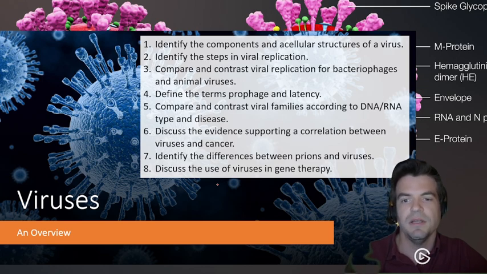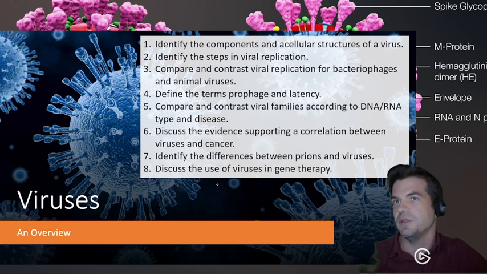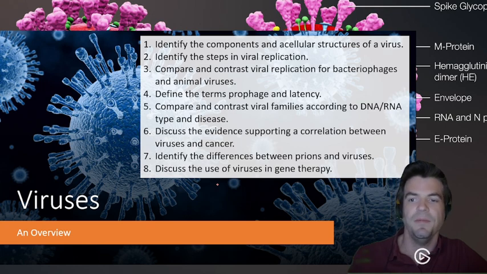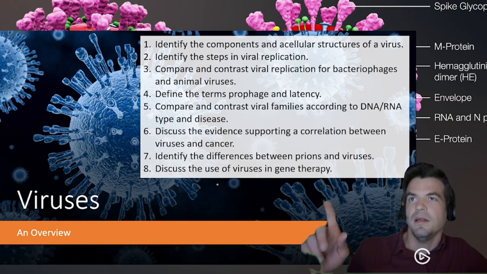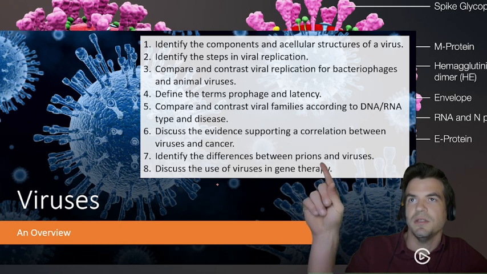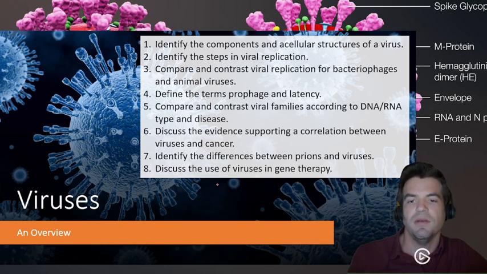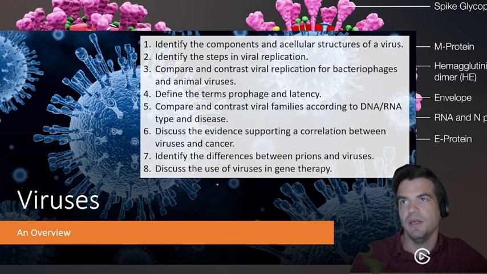Then we can discuss evidence supporting the correlation between some viruses and cancer. We'll see how that's especially true with those like HPV. And then we'll look at our friends the prions again and how they differ from viruses. And then we'll also see and discuss some ways we can use viruses in gene therapy.